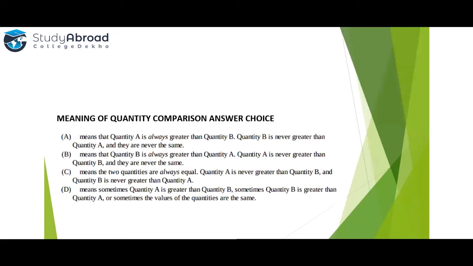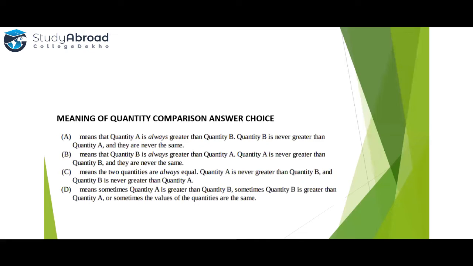The first answer choice means that quantity A is always greater than quantity B. Quantity B is never greater than quantity A, and they are never the same. So answer choice A means quantity A is always greater. Answer choice B means quantity B is always greater. Answer choice C means both of them are always equal. And answer choice D means that I'm not getting a specified relation between both the quantities.